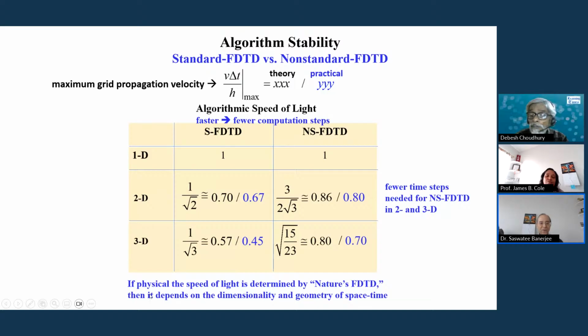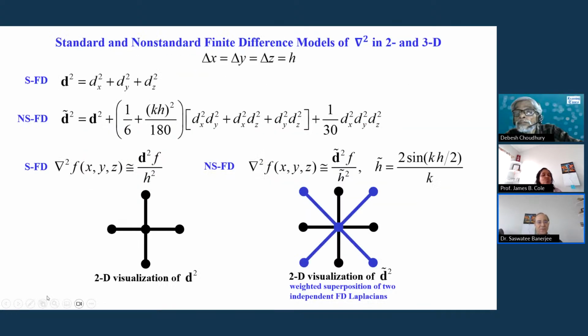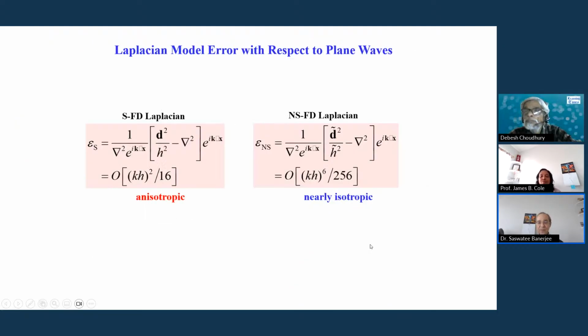So, as a philosophical point, if the physical speed of light is determined by some sort of nature, by FDTD and nature, then it would depend on the dimensionality and the geometry of space-time. What do I mean by the geometry? I mean, are the space-time points connected like this or like this?